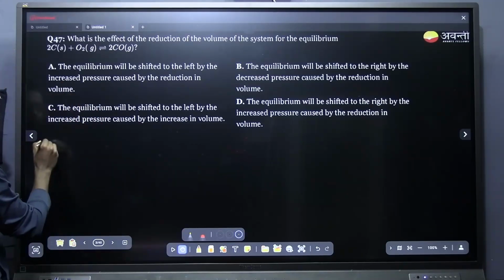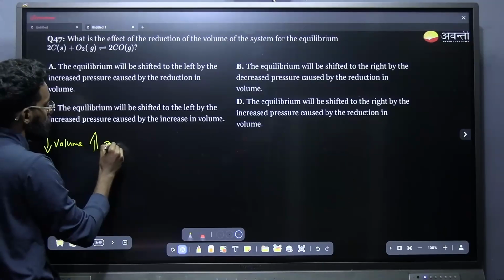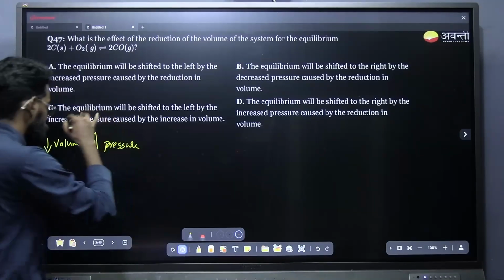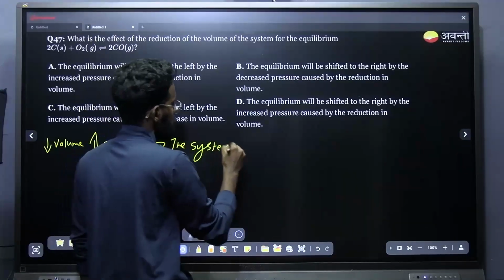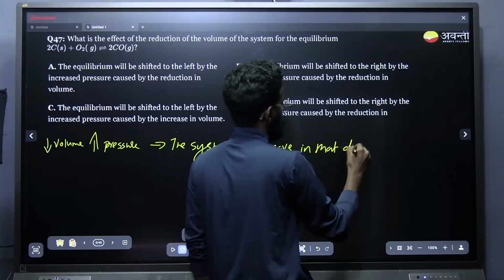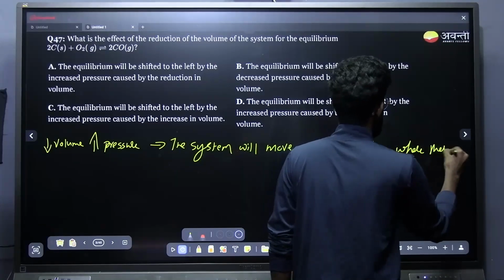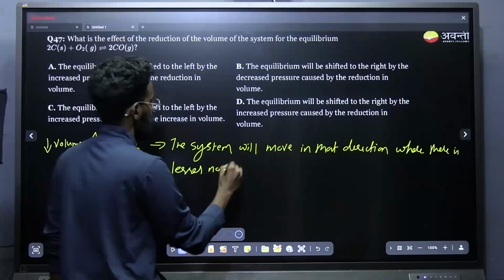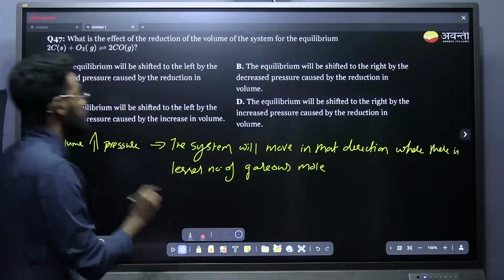Okay, all of you know that decrease in volume means increasing pressure. Decreasing volume means increasing pressure. And if the pressure increases, the system will move in that direction where there is lesser number of moles, gaseous mole. That is a main thing you should note down, for gaseous mole only.